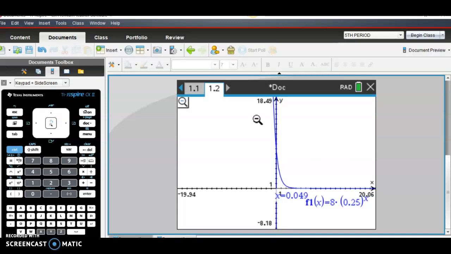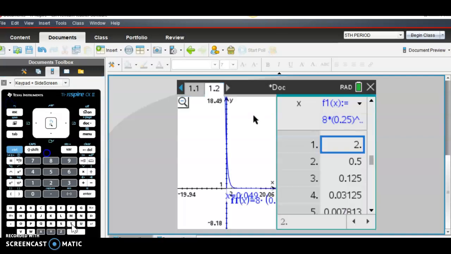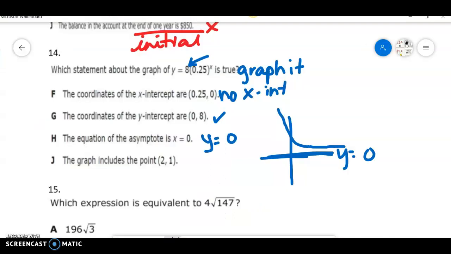Does it include 2, 1? Well, if I count over 2 and up 1, it looks close, but probably not so. We can always do Control T. Nope, 2 and 0.5, excuse me. So double check those things to see which one would work. So it is G.